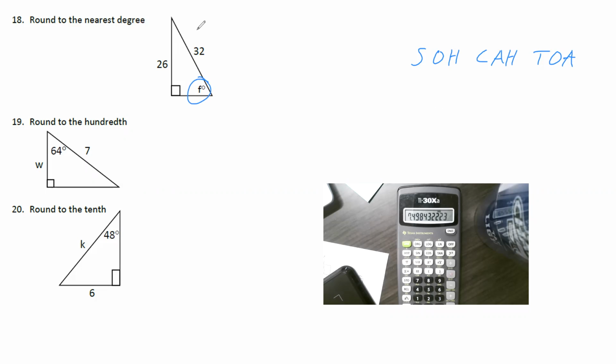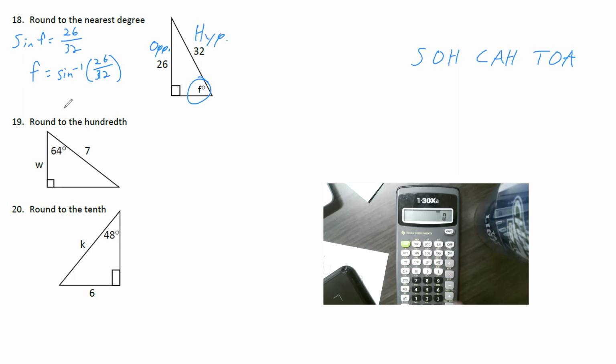We have 2 sides given to us. We have the hypotenuse. We have the opposite. Opposite and hypotenuse is sine. So sine of F equals opposite 26 over 32. In order to get F by itself, this is again finding an angle, we have to get rid of sine. We are doing an inverse function. So sine to the -1, that's an inverse of sine of 26 over 32. Plug that into the calculator.